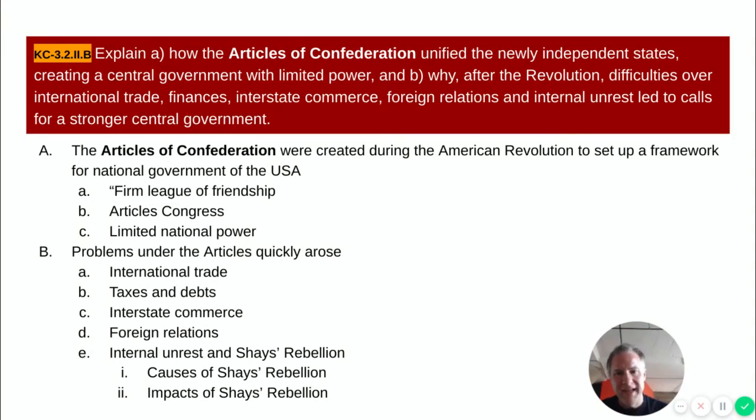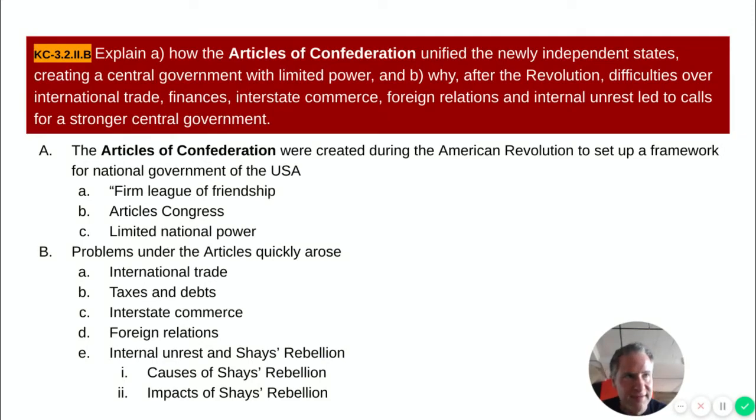Under this rickety framework, this Articles, problems quickly arose. One problem was international trade. Could the Articles Congress negotiate a trade agreement with foreign countries that was binding for all the states? Or do they have to negotiate their own agreements? King George was throwing some shade at the United States, and he said, do we need one treaty or 13? Poking fun at the fact that we really didn't have an established government.